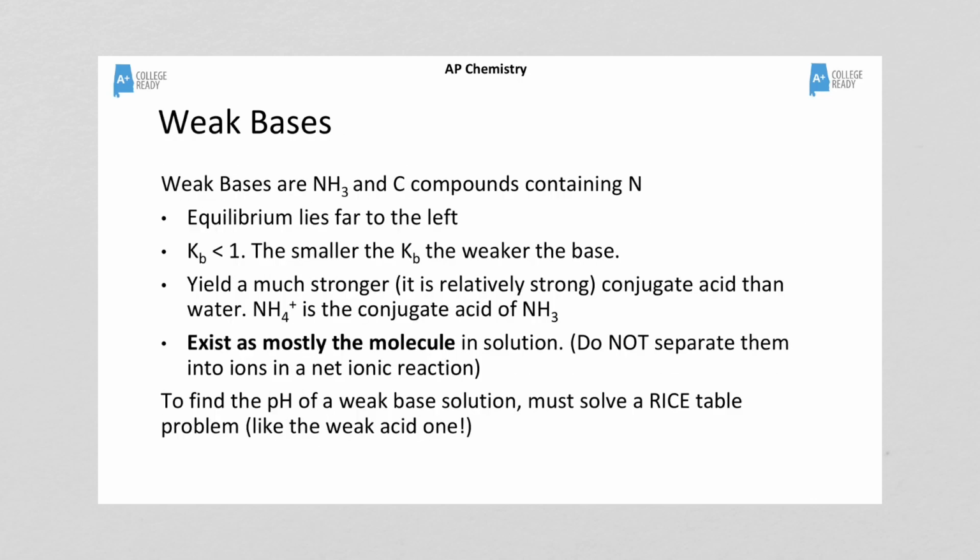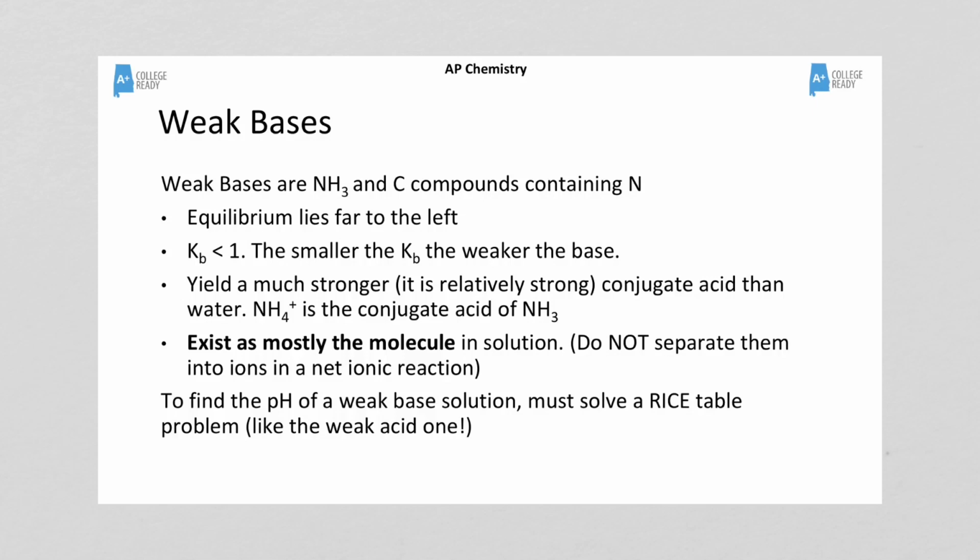For weak bases, ammonia is the most common weak base, and then you'll see some unusual carbon compounds that contain nitrogen. Just like weak acids, equilibrium lies far to the left. Because they're bases, we have Kb values. These Kb values are less than 1. Again, just like when we talked about weak acids, the smaller the Kb, the weaker the base. Their conjugate acids are relatively strong, and when we say relatively strong, we mean they can react with water. Since ammonia is the most common weak base, its conjugate acid is the ammonium ion.